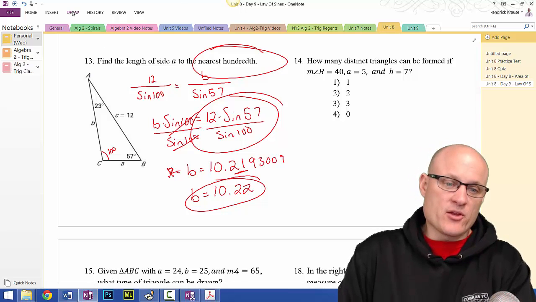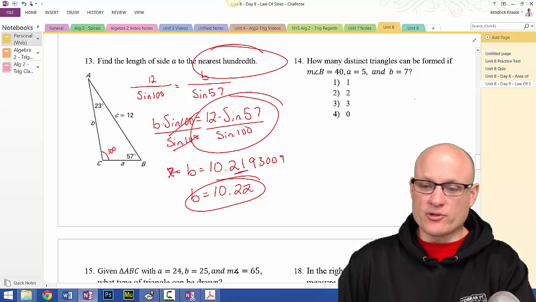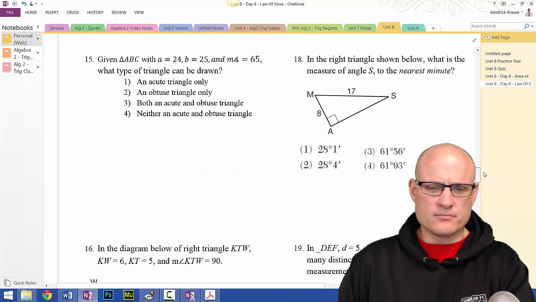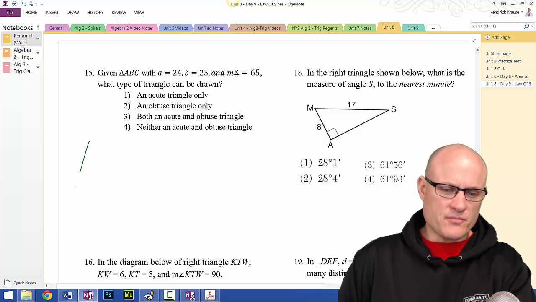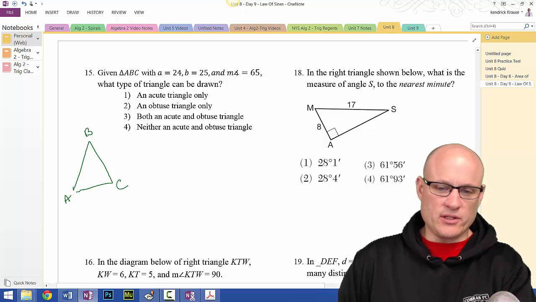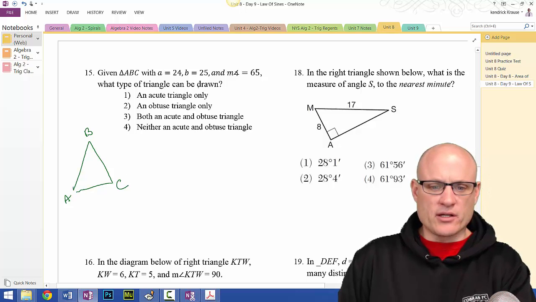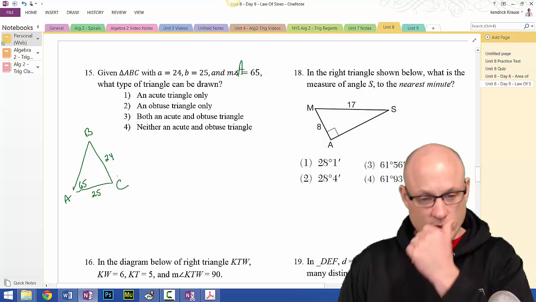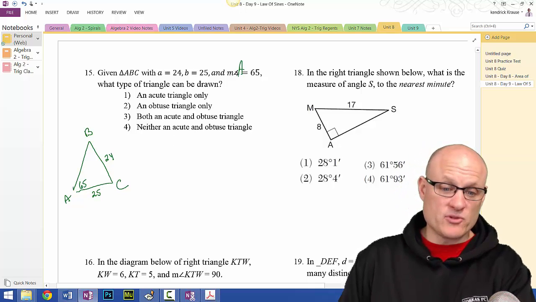That's one. The other one would be to see how many triangles I can make. I think I've done that one already. Let's try another one. Let's do this one. It's a little bit different. A, B, C. I didn't tell you angle A. Oh, this is angle A. So angle A is 65. A is 24. Little b is 25. And we need to find capital B, angle B.